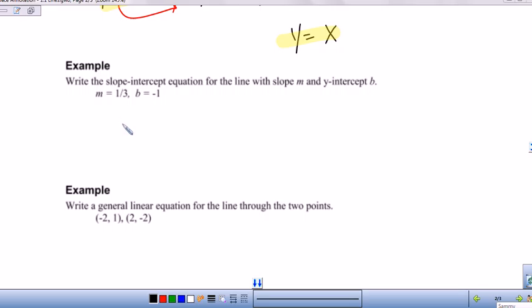On this one, go ahead and try this. Pause the video, try it on your own, see how you do. It's not going to hurt, and then come back and check your answers, see how you did. But this time, I want it in slope-intercept form.